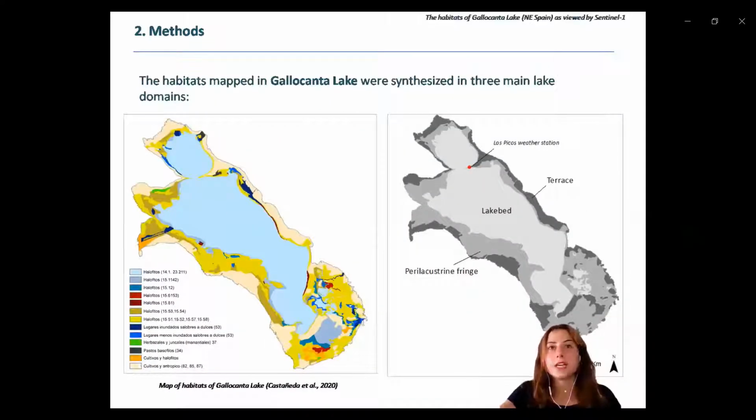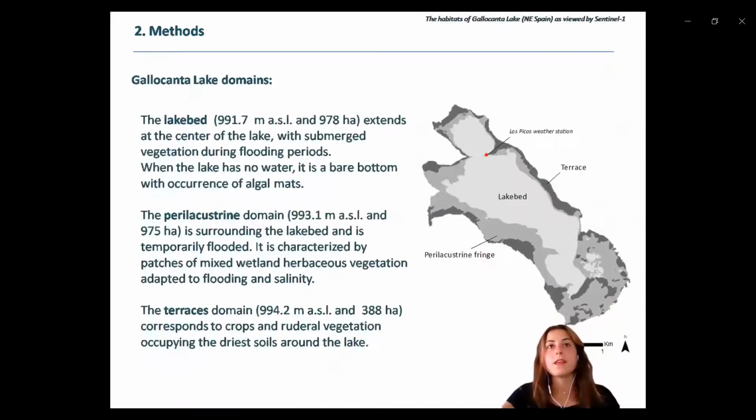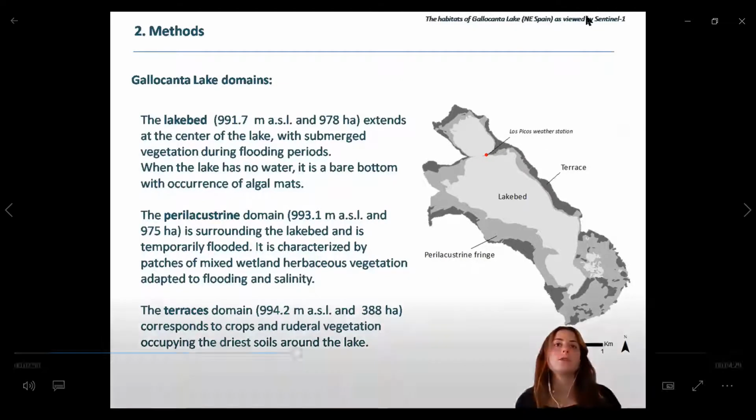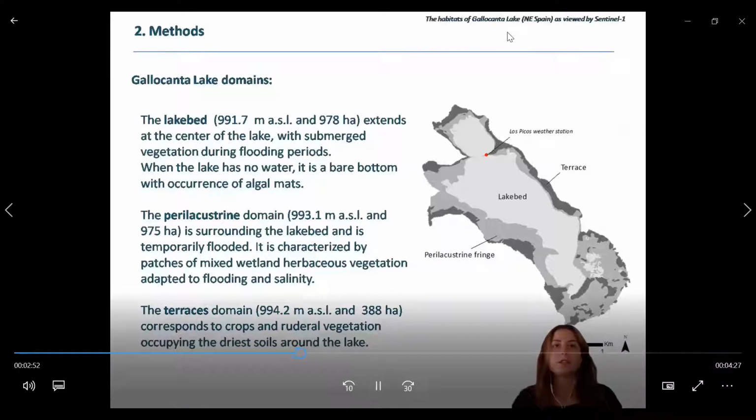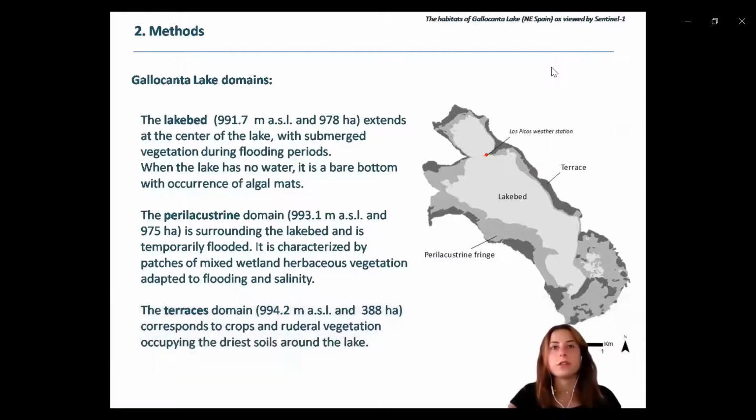The habitats mapped in Gallocanta Lake were synthesized in 3 main lake domains. The lake bed extends at the center of the lake, with submerged vegetation during the flood period. When the lake has no water, it's bare at the very bottom, with occurrence of algal mats. The perilacustrine domain is surrounding the lake bed and is temporarily flooded. It is characterized by patches of mixed wetland vegetation adapted to flooding and salinity. The terrace domain corresponds to crops and rural vegetation occupying the dry soil around the lake.